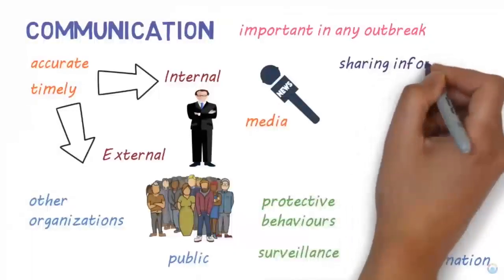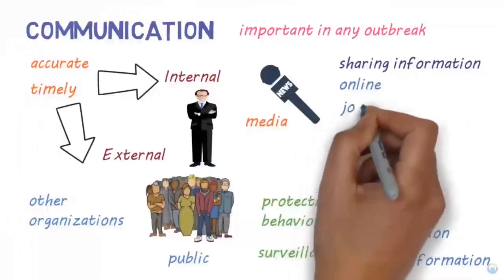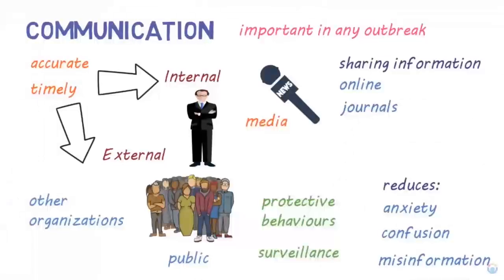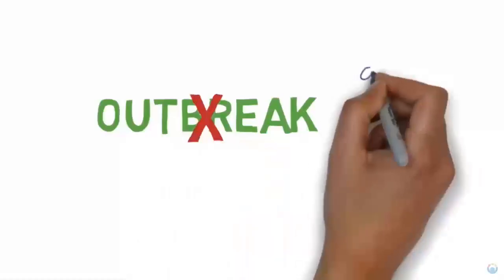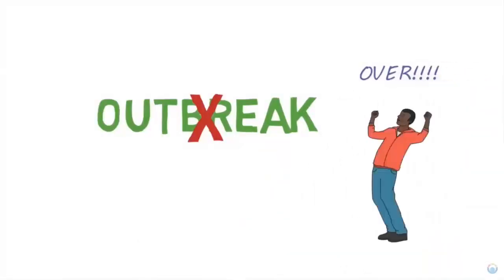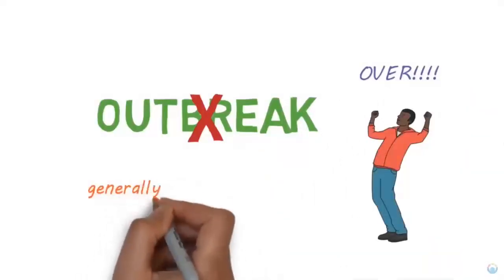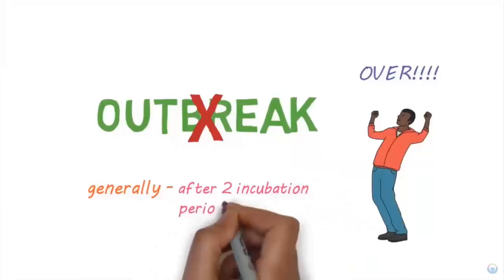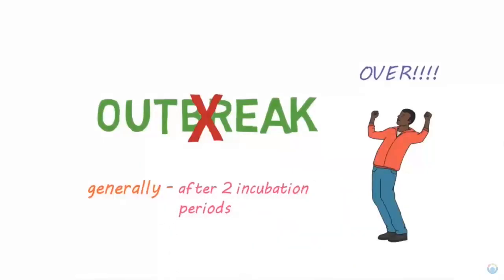Sharing information about the outbreak using online forums or scientific journals, and describing what measures were taken that were effective and what lessons were learned can help others manage future outbreaks. Finally, once the investigators are satisfied that the outbreak is under control, it must be declared over. For infectious diseases, this is usually when there are no cases after 2 incubation periods have passed.